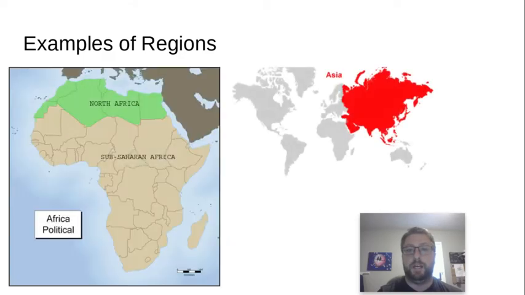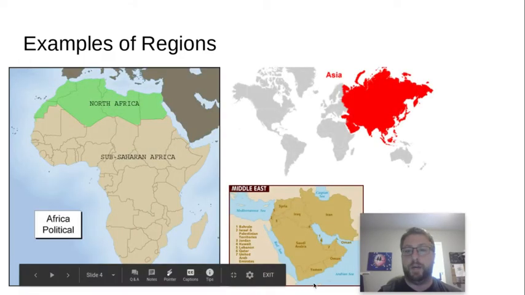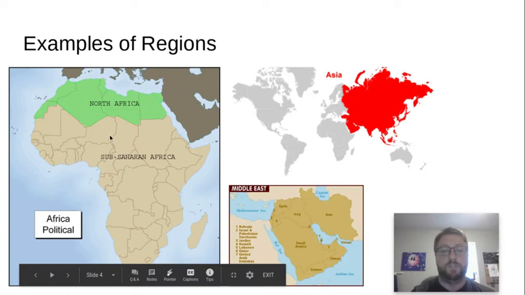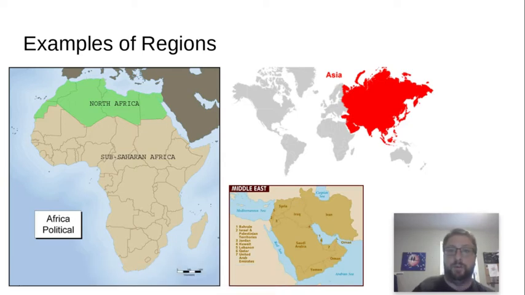If we look at these three maps here, one is a map of Africa, here's a map of Asia, and down here is a map of the Middle East. Each one of these places is a region because they share common characteristics but are different from any other place in the world.